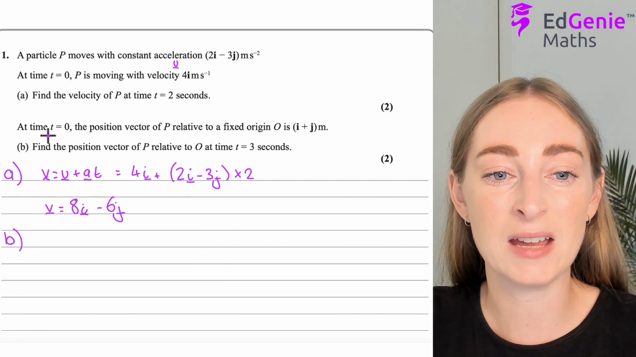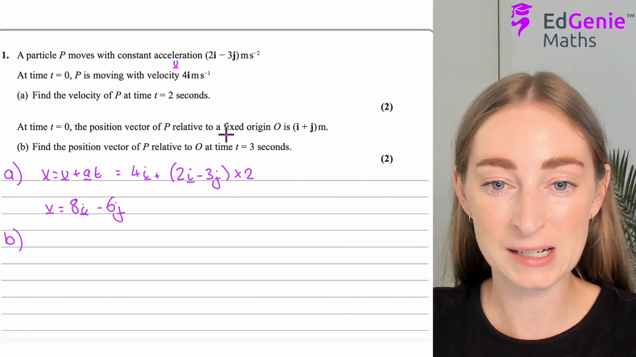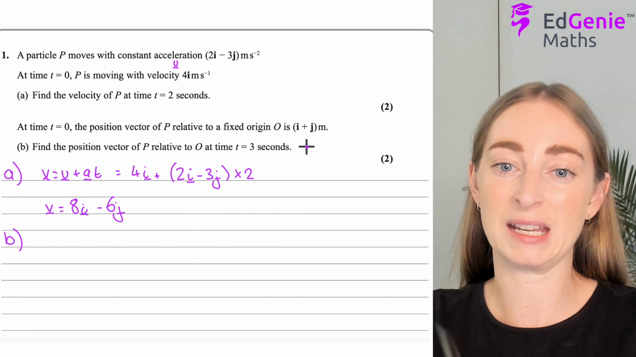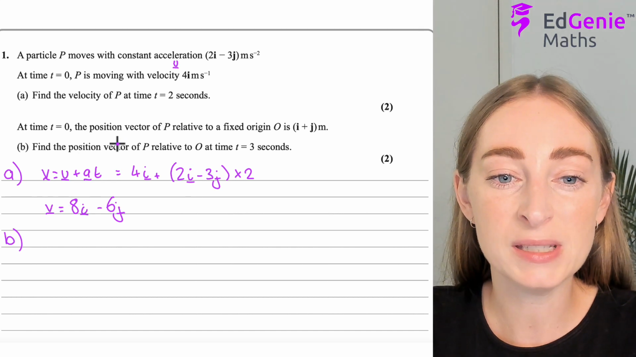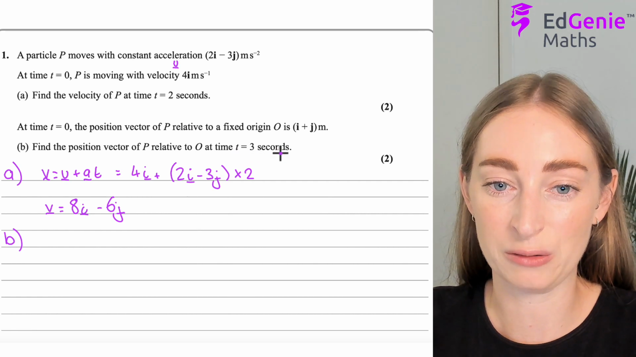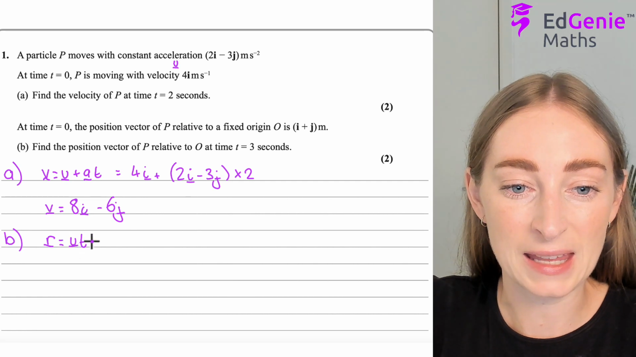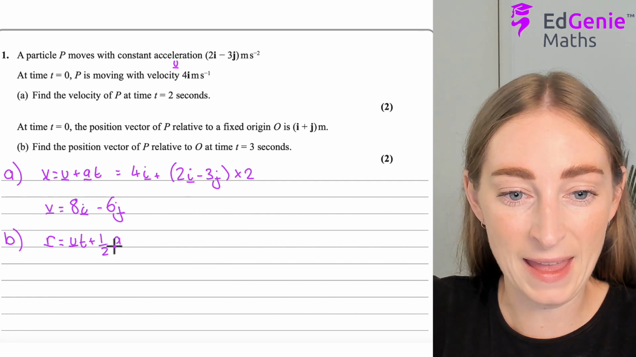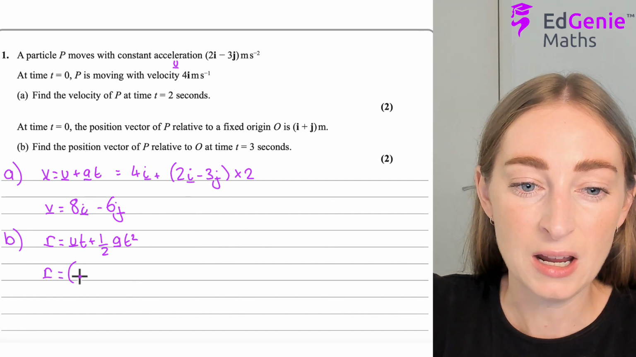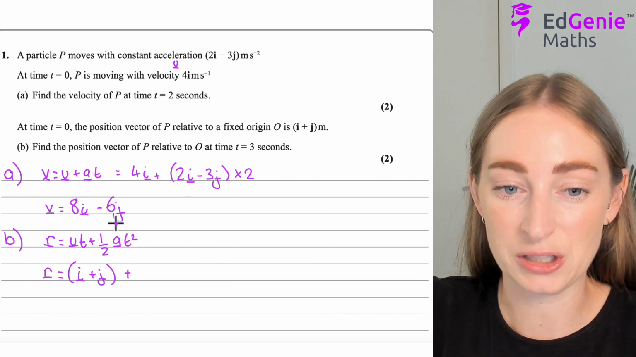Part B says at time t equals 0, the position vector of P relative to the fixed origin is i plus j. So basically it means we're not starting at the origin, we're starting at i plus j. Find the position vector of P relative to the origin at time t equals 3. So we want to use our formula, which is ut plus half at squared. But because we're not starting at the origin, I'm first of all going to add i plus j. Then I'm going to apply this formula.